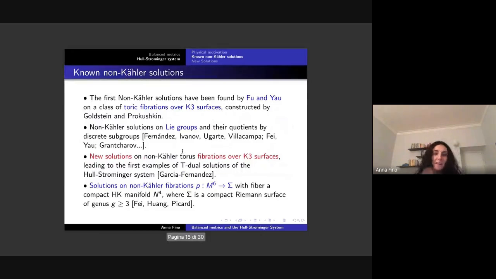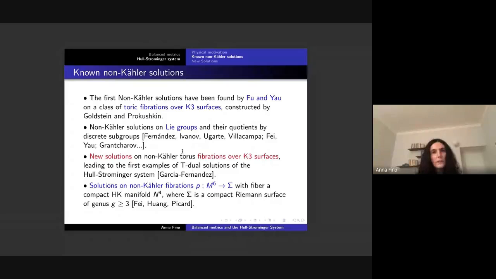Now I will review a little bit non-Kähler solutions. I will for sure not be citing all the results, so I made a choice. The first non-Kähler solution was found by Fu-Yau on a class of toric fibrations over K3 surfaces. And this is exactly the class of examples that we generalize at the end of the talk, changing the basis. Instead of considering toric fibrations over K3 surfaces, we consider toric fibrations over K3 orbifolds. And here the toric fibration is the one given by Goldstein and Prokushkin, okay?